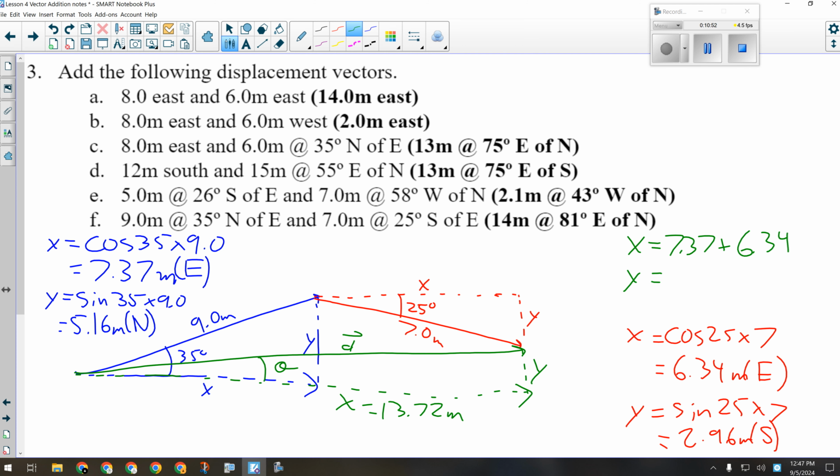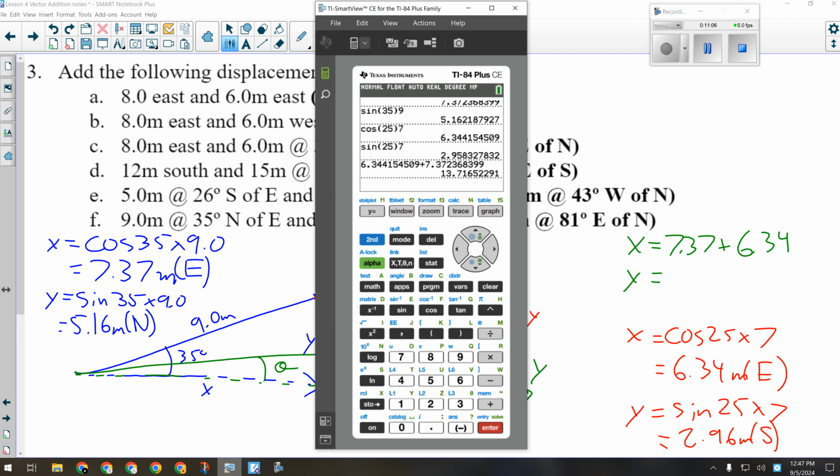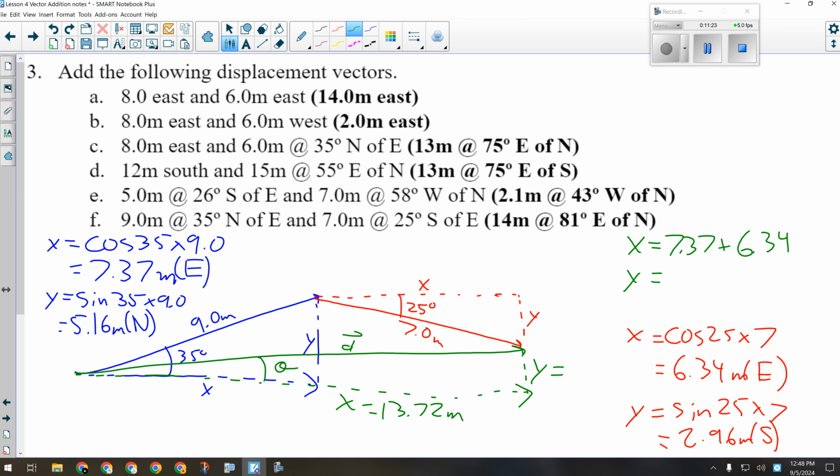Now the y's, one goes north, one goes south. So what do I have to do when I combine them? Yeah, subtract, or add one, making the south negative, whichever, so that they actually subtract and make it smaller. So we'll take our 5.16, that's the north, and subtract the 2.96, which was the south, and we'll get that y is 2.20 meters north. Okay, now I've combined the x's and y's. What's my next step?